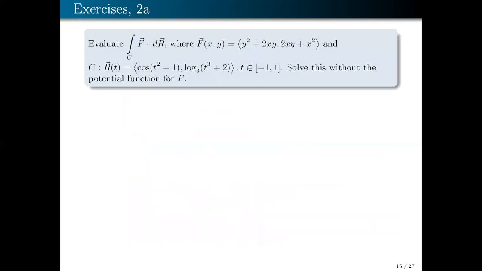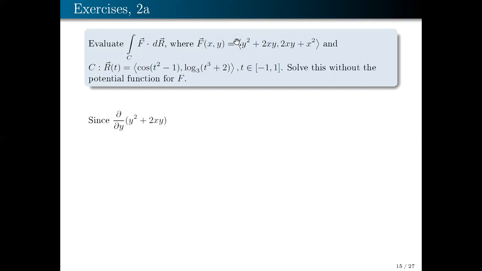So let's try item 2a right here, where we have f to be this one, and C is this nice looking r of t. So now we evaluate the line integral without a potential function. All right. First, before we evaluate anything, let's just check if f is conservative para may sense yung susunod na gagawin natin. So we have f as P, Q. So let's check if P sub y is equal to Q sub x for a function of 2 variables.